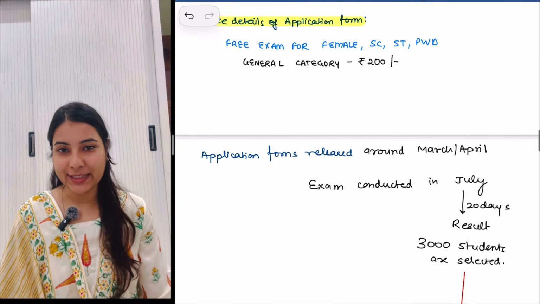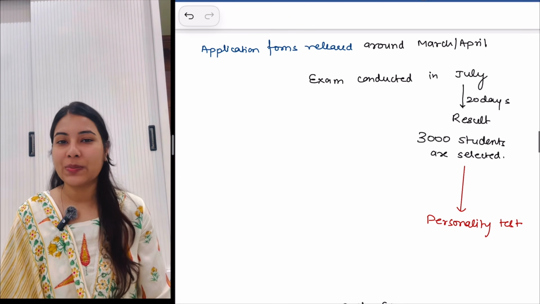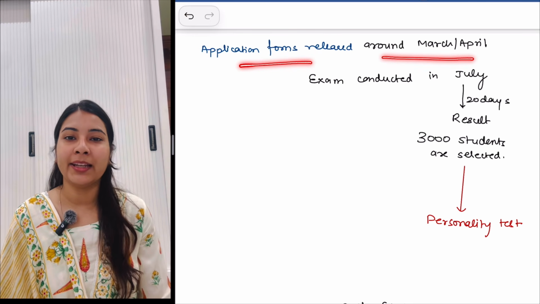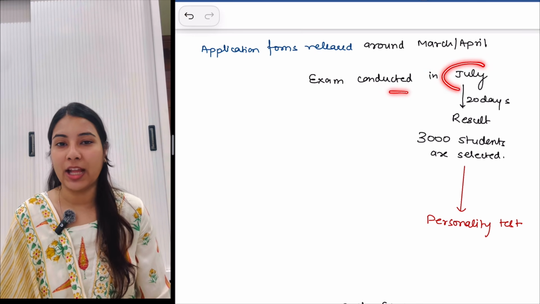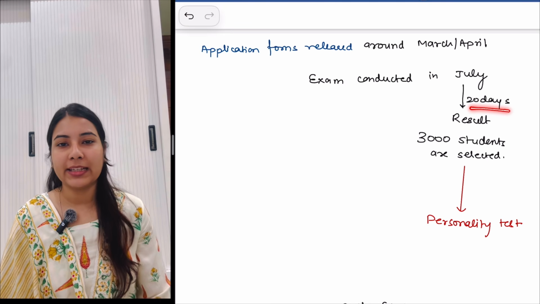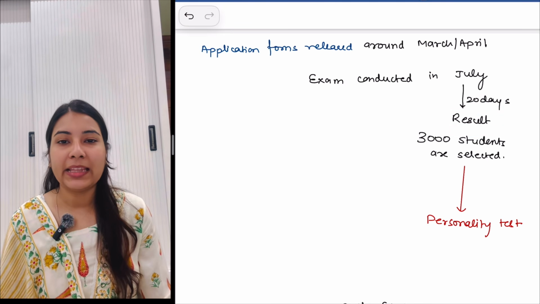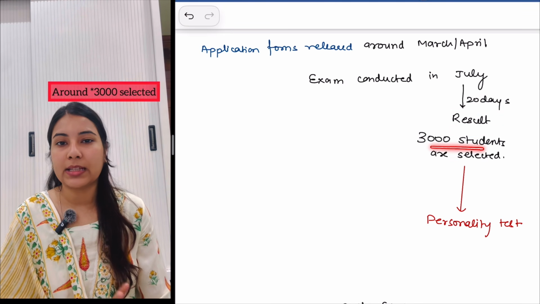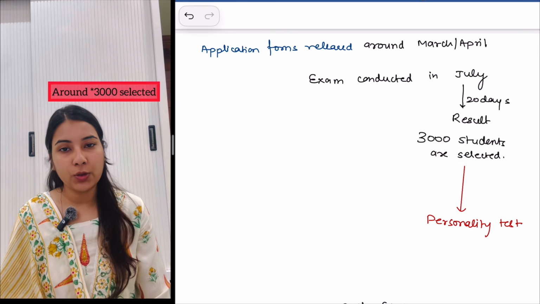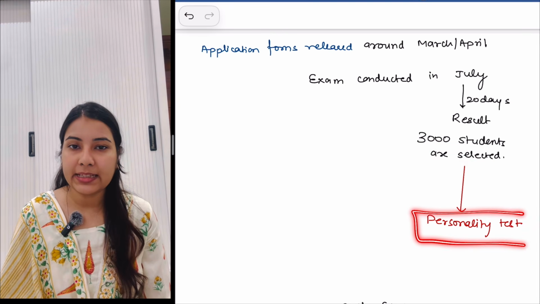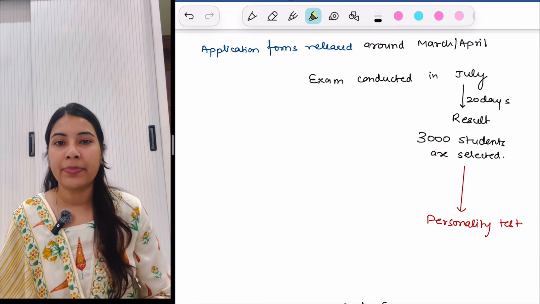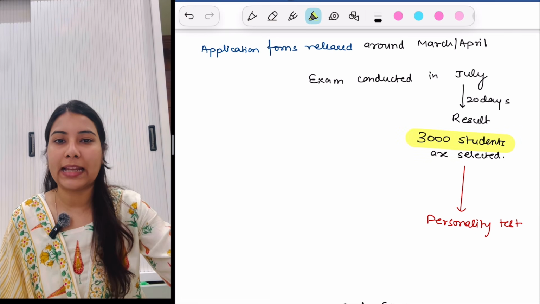Now the timeline for this examination. So the forms are released around March or April, and the examination is conducted in July, and after 20-30 days you get your result. Then after that around 300 students are selected, and out of which you are supposed to give a personality test, and then the final list comes out. So this is how the timeline works.